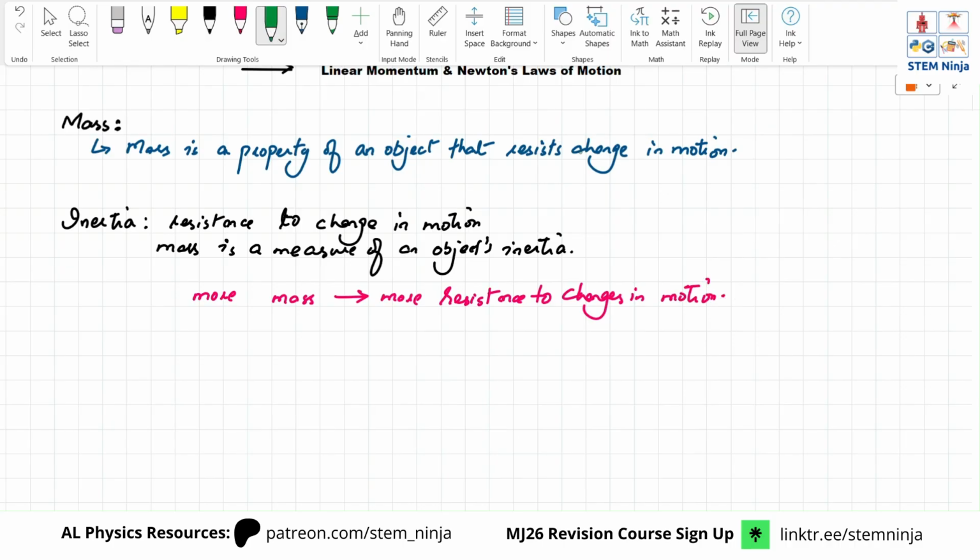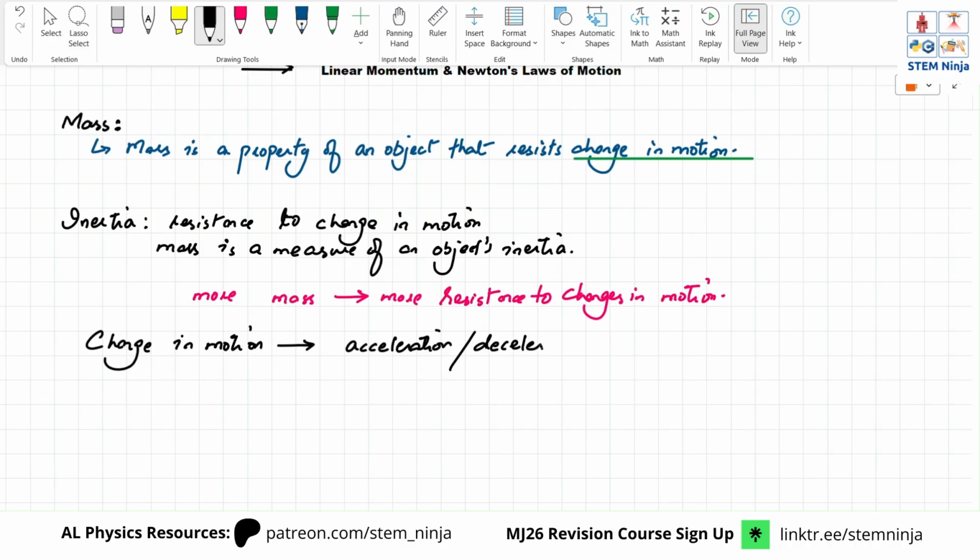Now, a question then comes up. What do we mean by change in motion? By change in motion, we mean acceleration or deceleration, because those are the things that change the motion. Technically, deceleration is also acceleration, but you can put that over there. So instead of change in motion, you could say acceleration also, so that resists acceleration. Either way, you can do that.